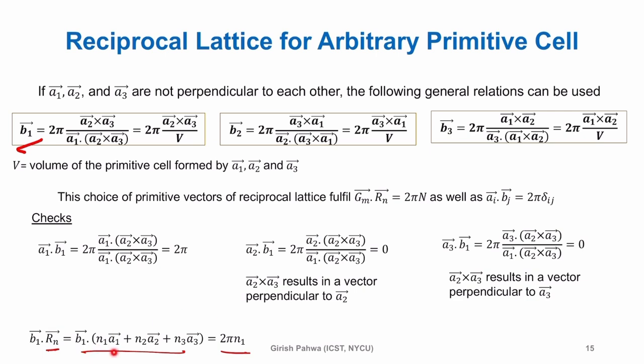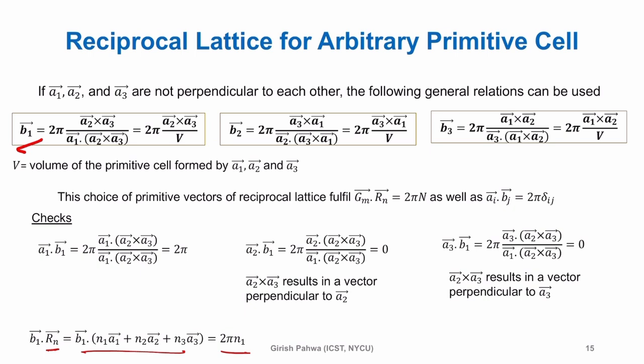So B1 dot A1, what will that give you? That will give you basically 2 pi, because 1 and 1, so that gives you 2 pi times the integer n1. B1 dot A2 gives you 0, B1 dot A3 gives you 0, so that is 2 pi times n1, right? So that property, G_M dot R_n, where G_M is any reciprocal lattice vector, in this case equal to B1, is also fulfilled. You can try with B2, B3, whatever you want.